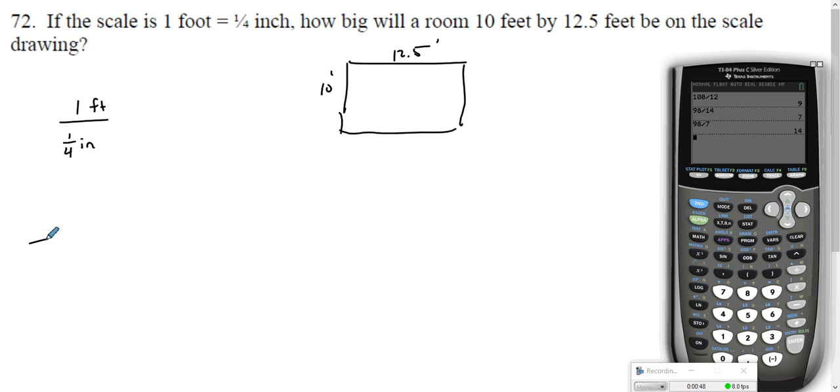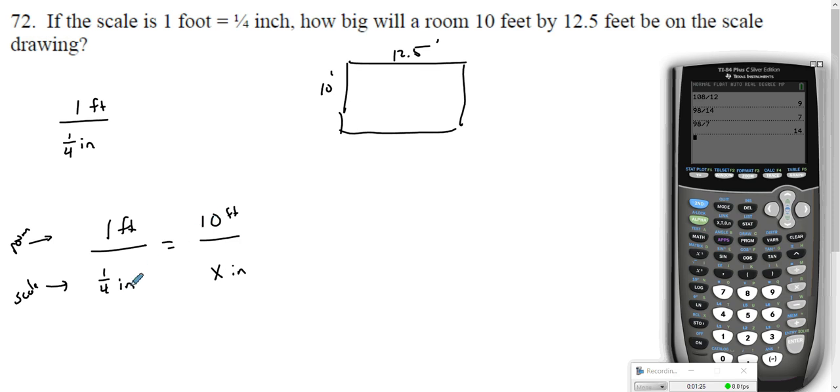So I've got on the top, since the feet are on the top, it's got to be the actual room, or I could put actual, and then the scale, the model, down here. So we've got the room on the top, 1 foot, 1/4 of an inch, and it's going to be equal to, so what happens if it's 10 feet to however many inches? Just to follow the same pattern we've been doing, let's do it this way.